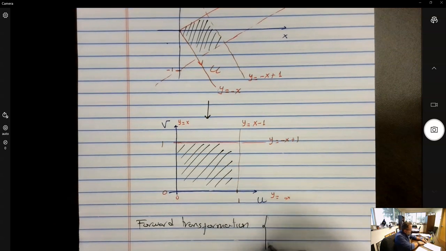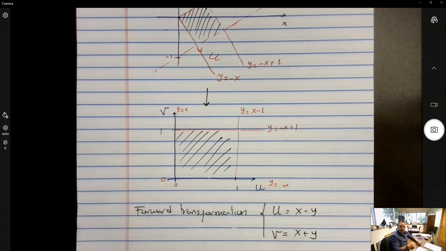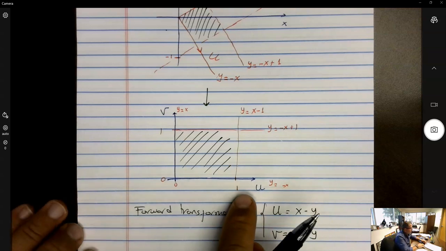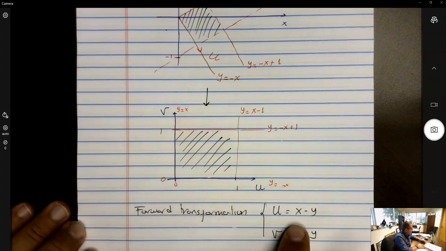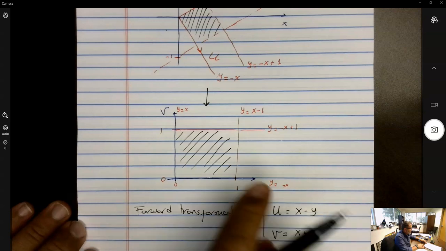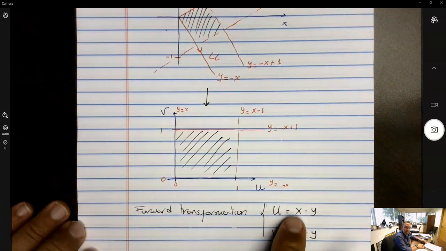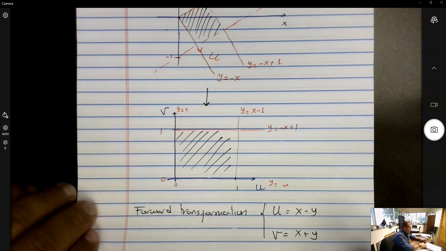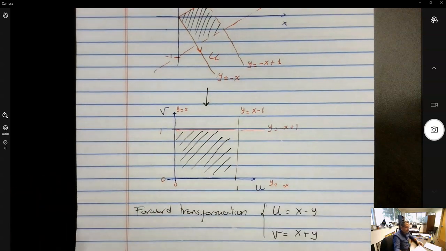So the forward transformation goes as u is equal to x minus y, while v is equal to x plus y. Okay? So if we want to refer to any point in the new coordinate system uv, in terms of its location in the xy system, the global coordinate system, u is x minus y, while v will be x plus y. And likewise, we can solve this backwards.